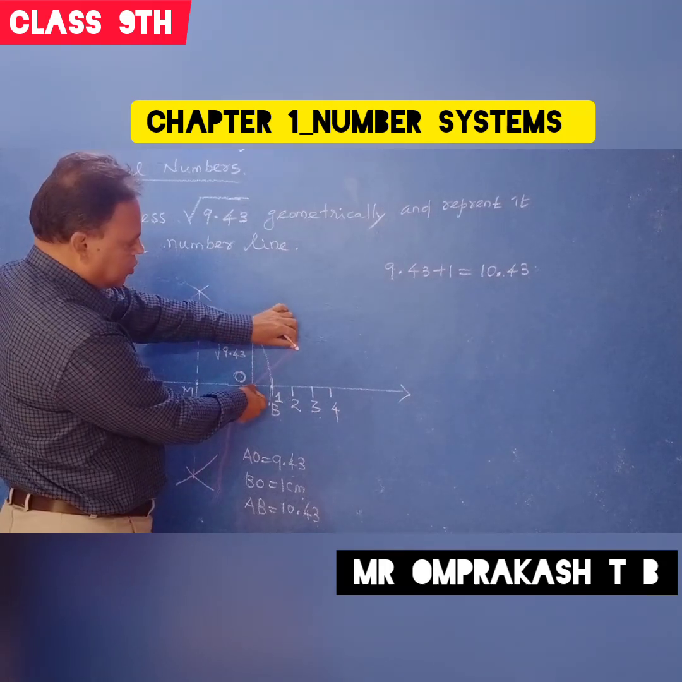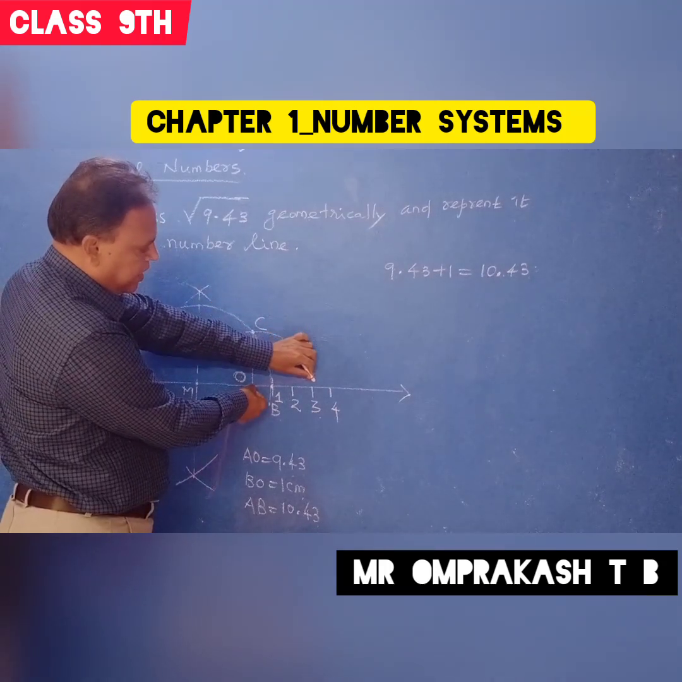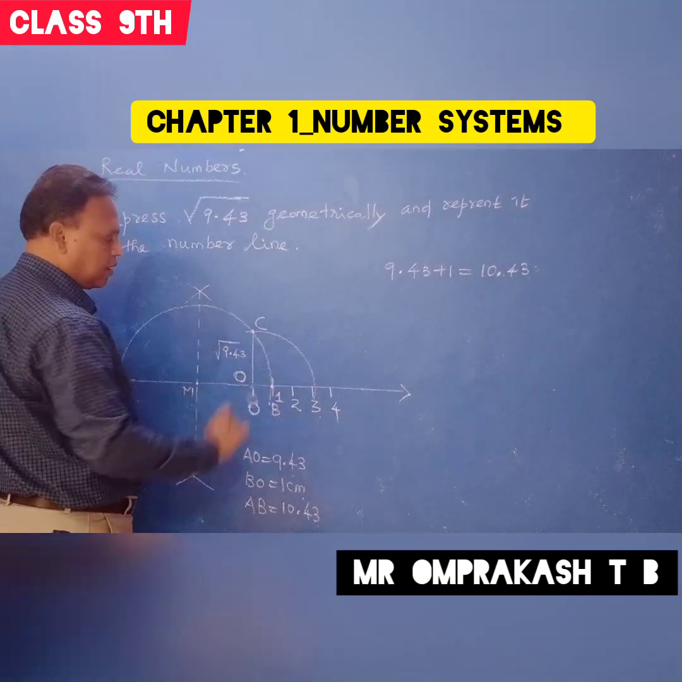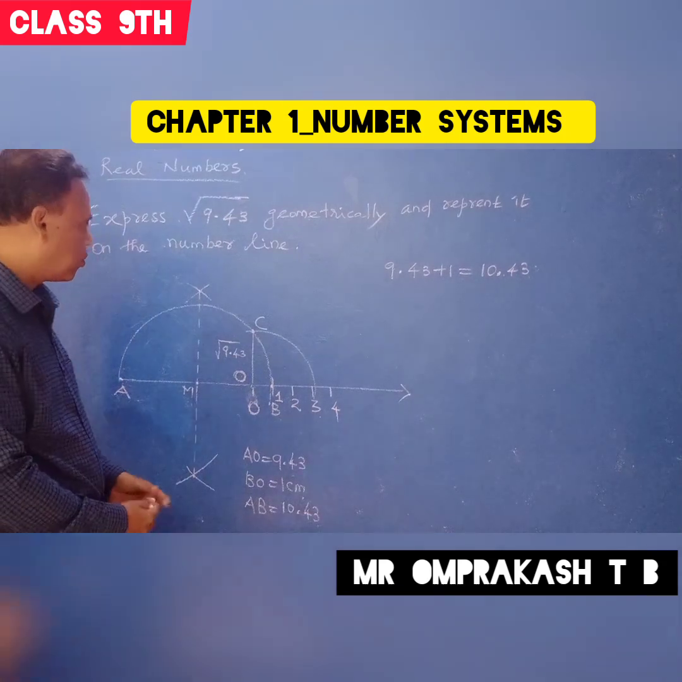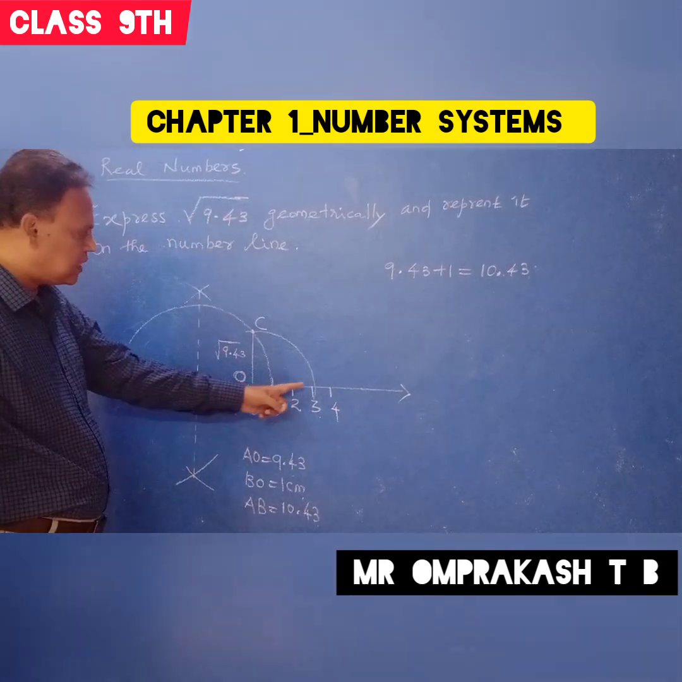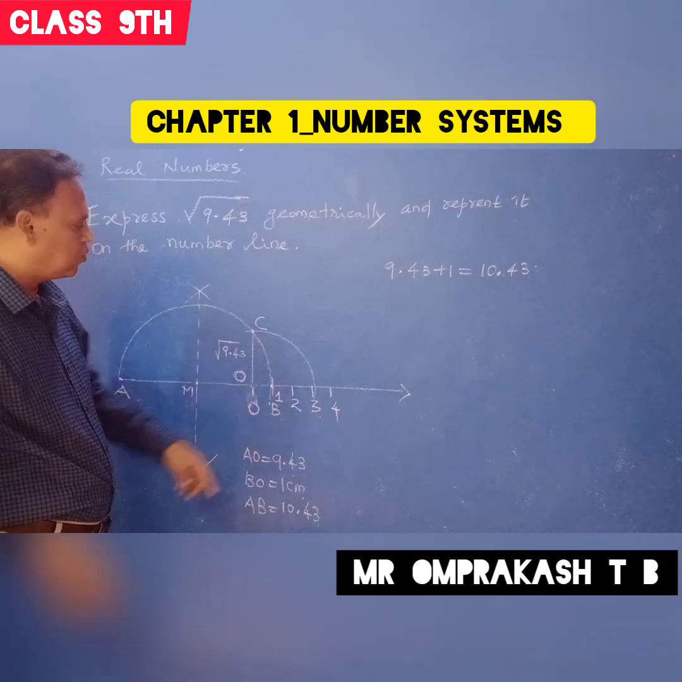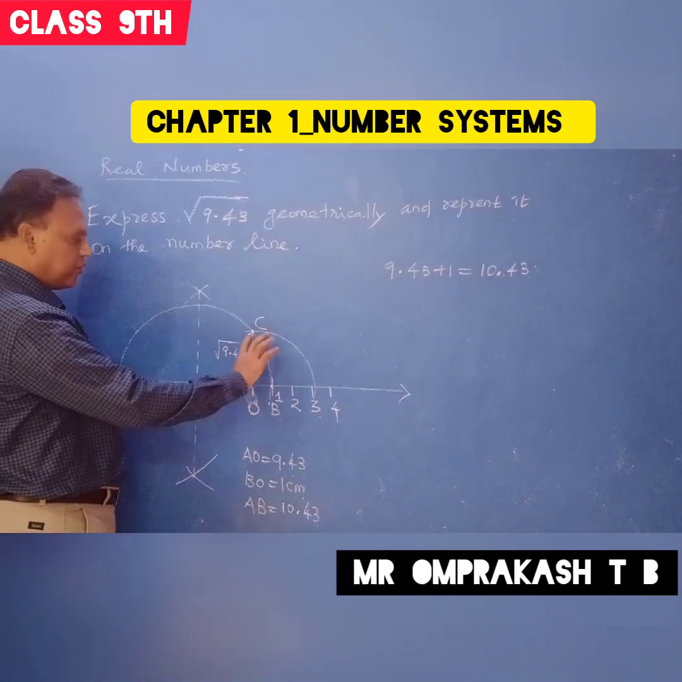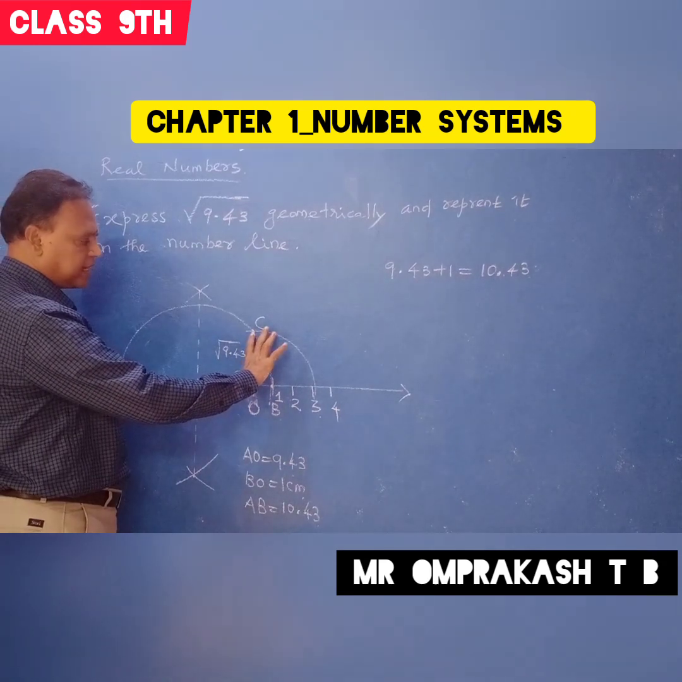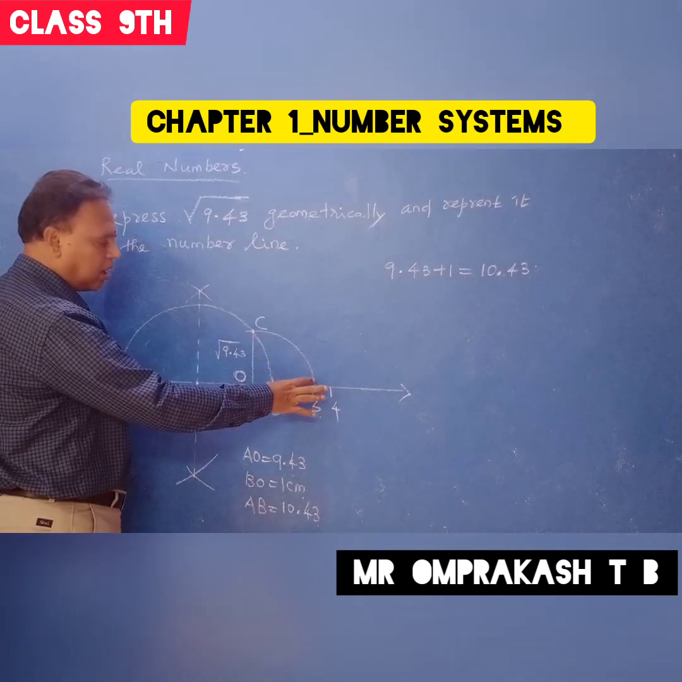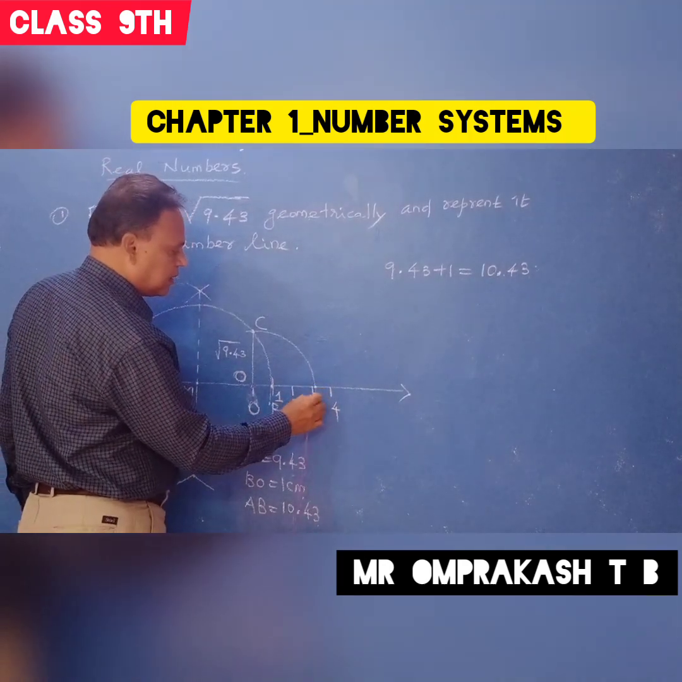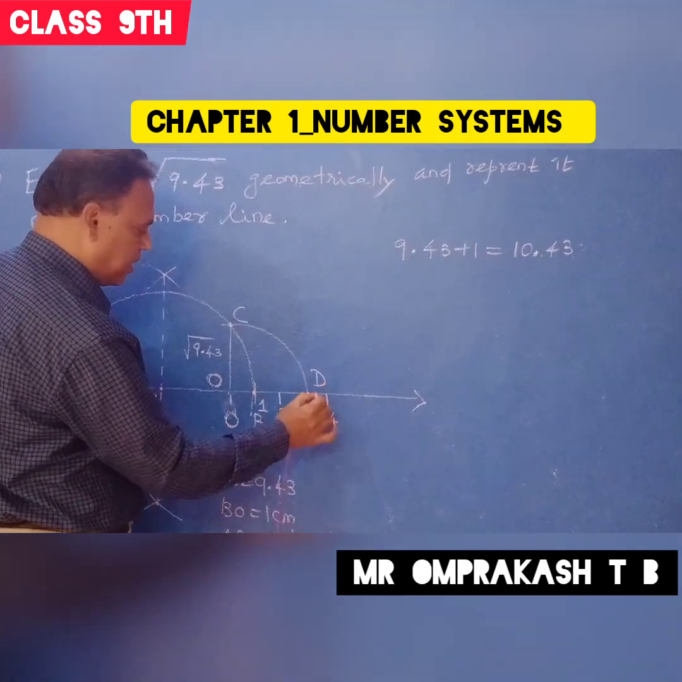Correctly, it will pass slightly above 3, because root over 9 is 3 and root over 9.43 is slightly above 3. You have to get that. So this is root over 9.43. Taking this as a radius, draw the arc. The arc will intersect the number line at D.